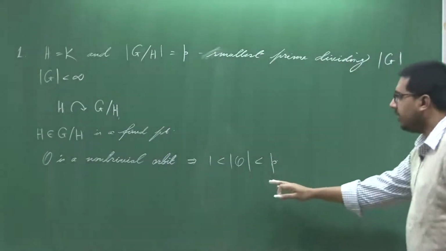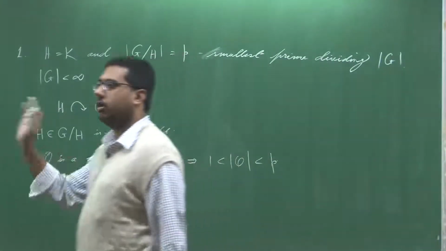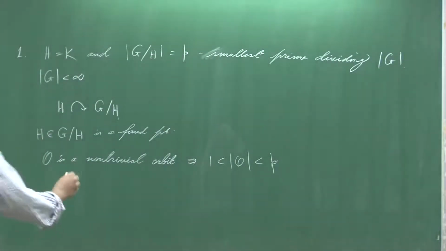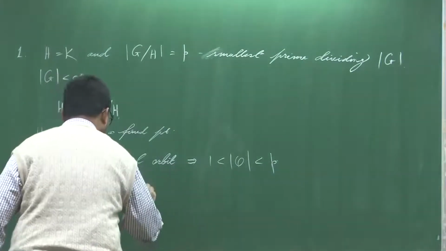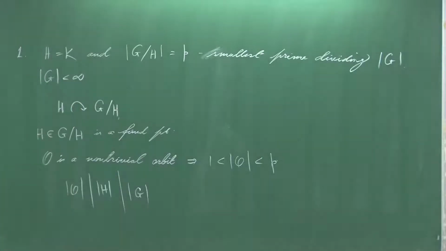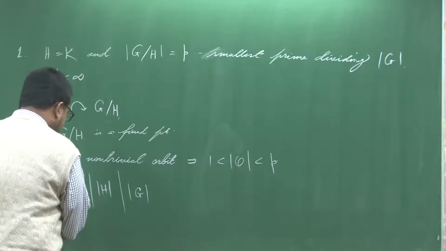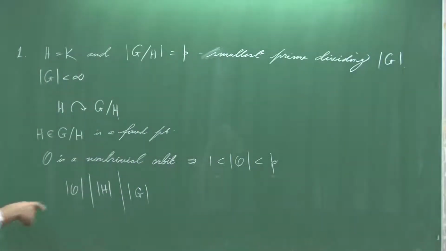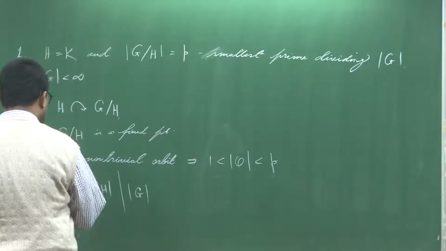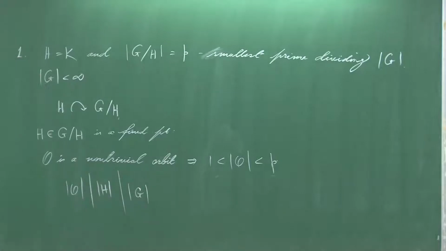Now, by the orbit stabilizer theorem, the order of an orbit divides the order of the group H, which also divides the order of G by Lagrange's theorem. So what does that give us? Since this is having order strictly between 1 and p, we obtain that there is a prime smaller than p which is dividing the order of G, and that cannot happen. Therefore the possibility that there is a non-trivial orbit has now been ruled out.